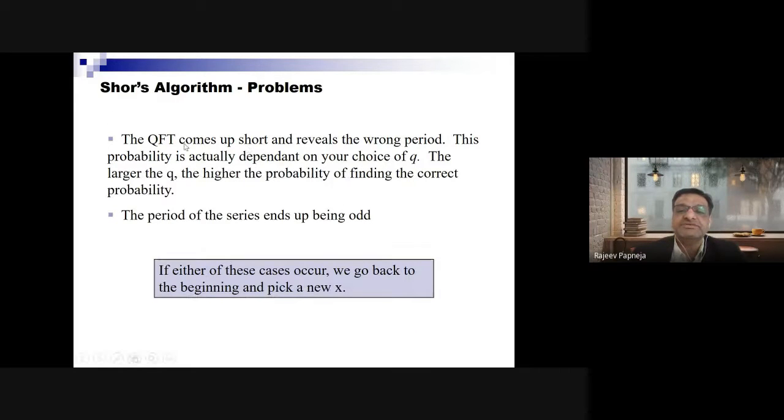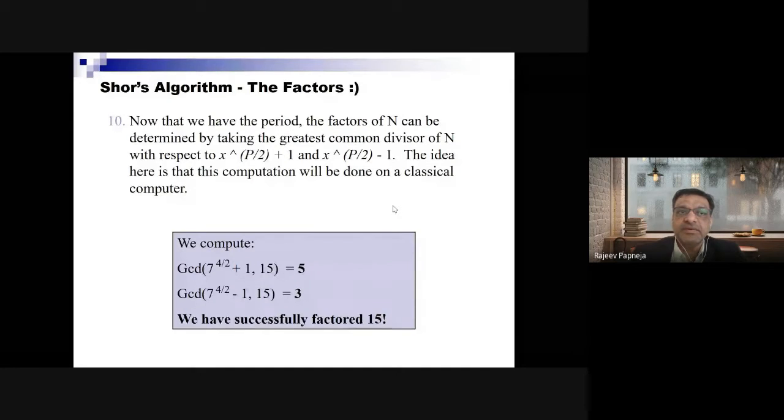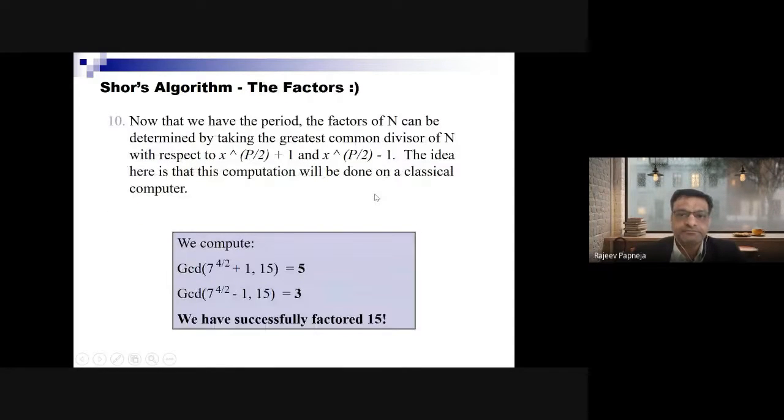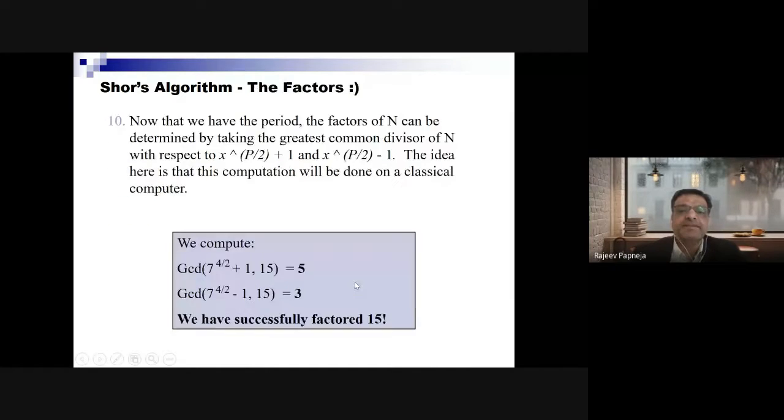The QFT can come up short and reveal the wrong period. Sometimes QFT will not always come out with the right answer. Remember, it's the probabilities of answers that you get together. So this probability is actually dependent on our choice of Q. The larger the Q, the higher the probability of finding the correct period. The more number of superpositions, the more the probability of finding the correct Q. Or the period of the series ends up being odd. If either of these cases occur, then all we need to do is go back to the beginning and pick a new X.